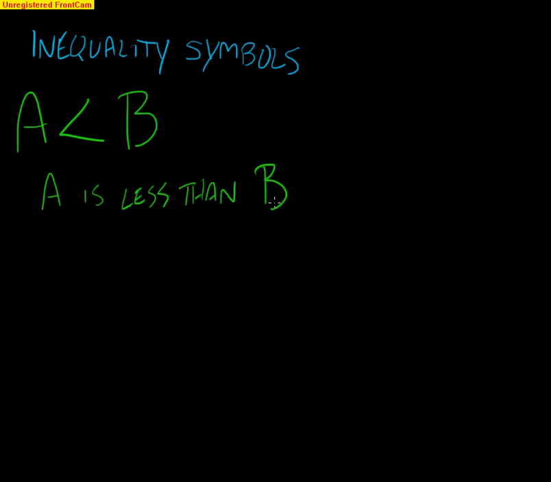B. If you want to go back to that third grade knowledge that you gained, remember the alligator is always hungry and it's going to eat the bigger number. So if we read left to right once again, we're going to say A is less than B. So this is our first inequality symbol.